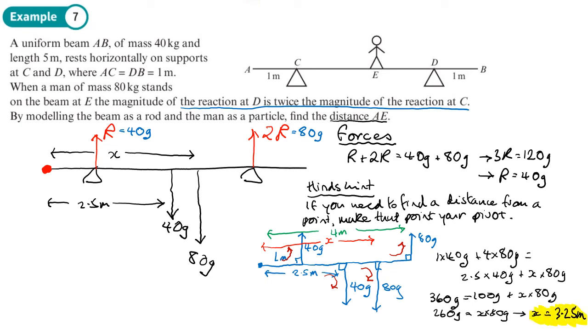X is 3.25 meters. Yeah, so by choosing the right place for the pivot point, we make our working easier. So always think about that. Don't just pick any old place. Choose somewhere that is going to make your working easier.